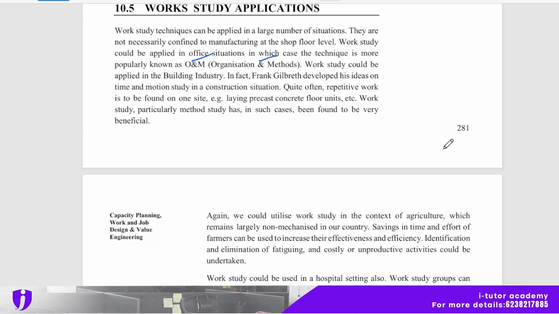And work study could be applied in the building industry. In fact, Frank Gilbreth developed his idea on time and motion study in a construction situation. Quite often, repetitive work is to be found on one site, for example, laying precast concrete floor units, etc. Work study, particularly method study, has in such cases been found to be very beneficial.